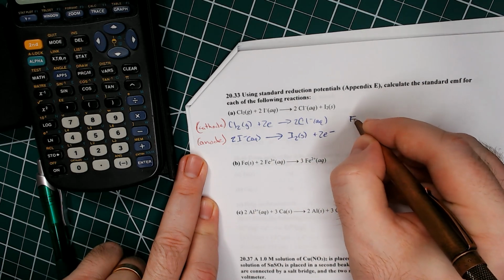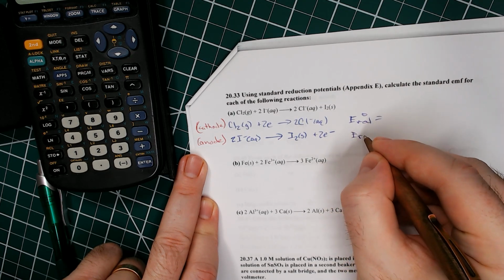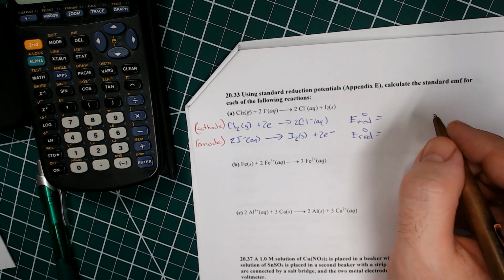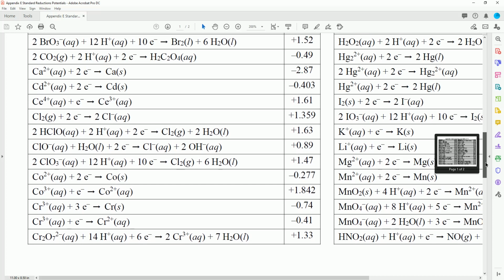We now want to look up our reduction potential for each of these. That's going to be in Appendix E. And so chlorine, let's see, there's chlorine right there. So chlorine plus 2 electrons gives chloride. That's 1.359. So I'm going to write that down, 1.359 volts.